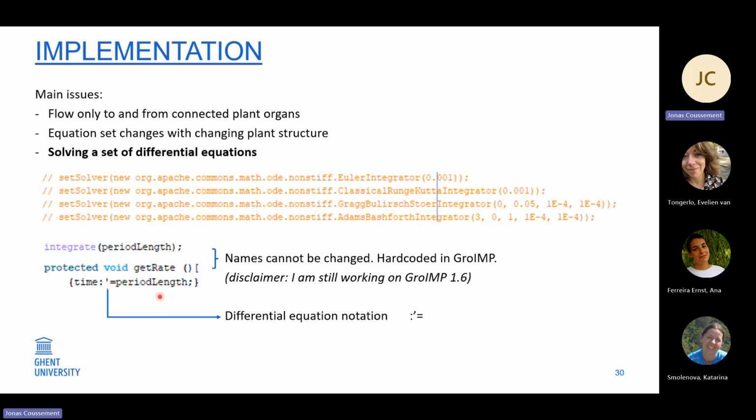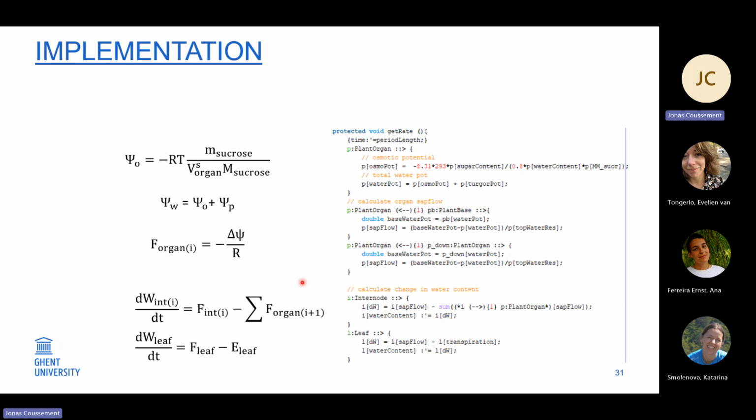And this notation with a double point, apostrophe, equal sign is the GroIMP notation for a differential equation. We always start our get_rate function by defining the time, the period over which it needs to solve the equations, so dt is equal to our period length. The entire equation set here is quite straightforward, and these are implemented in our get_rate function.